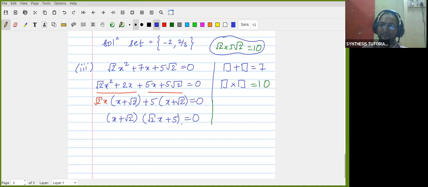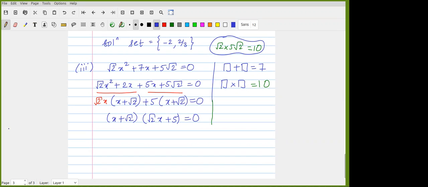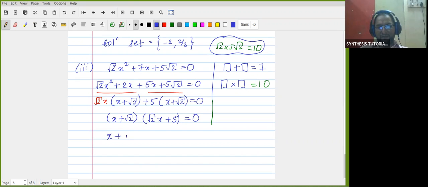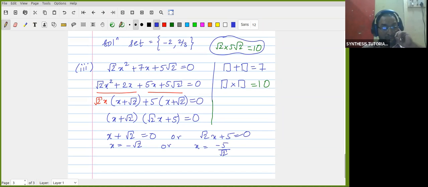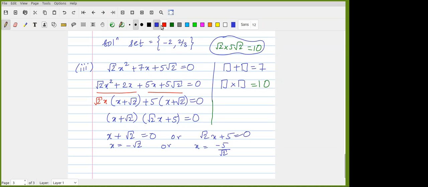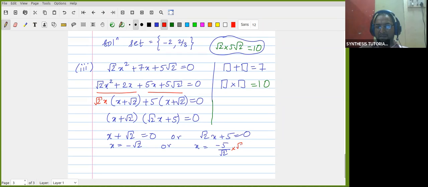Now I think you can finalize the problem. So we have x plus root 2 equal to 0 or root 2x plus 5 equal to 0. Yes or no? So now we can say x is minus root 2 or x is minus 5 upon root 2. Yes or no? But you know that we will like to rationalize this and write it neatly. So we can say this is nothing but minus 5 root 2 upon 2.